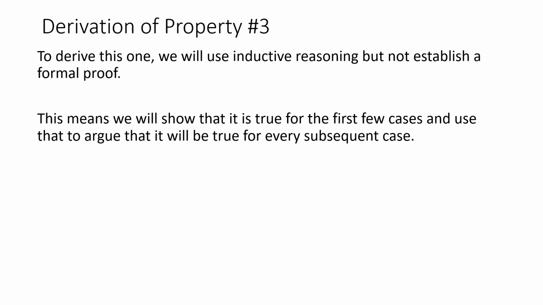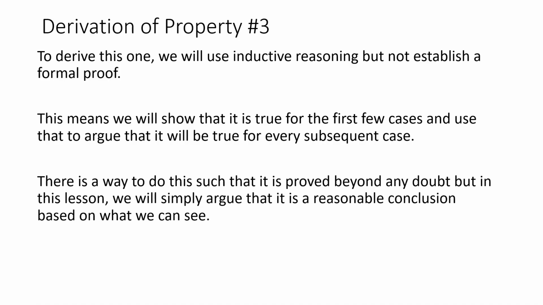So you'll say if it is true for one case, then it must be true for the next case, like n+1. We're not going to go through that. There is a way to do this such that it's proved beyond any doubt, but in this lesson, we will simply argue that it is a reasonable conclusion based on what we can see. So we're going to use inductive reasoning, but we're not going to go into an inductive proof. Typically, that is not done at the Algebra 2 pre-calculus level. You might see something like that in a calculus class, but it would come beyond that.